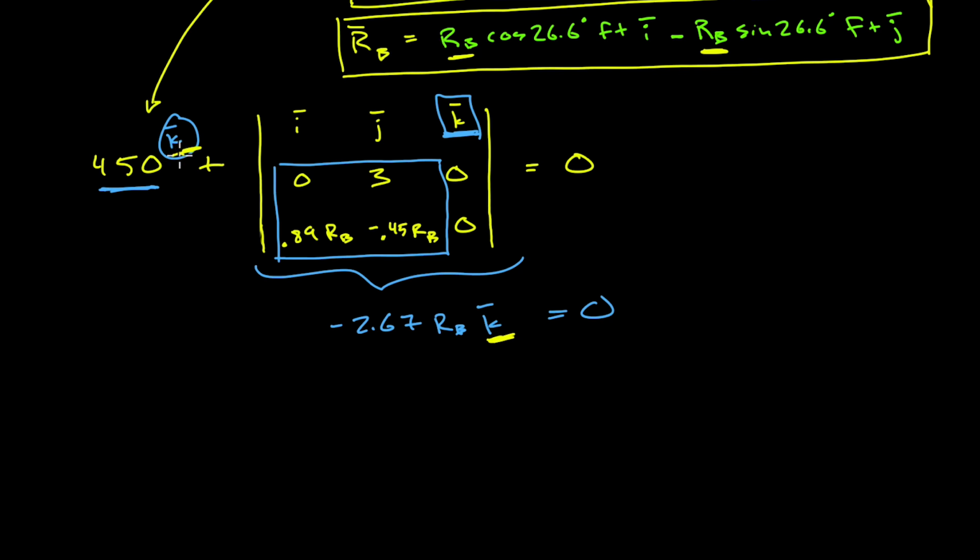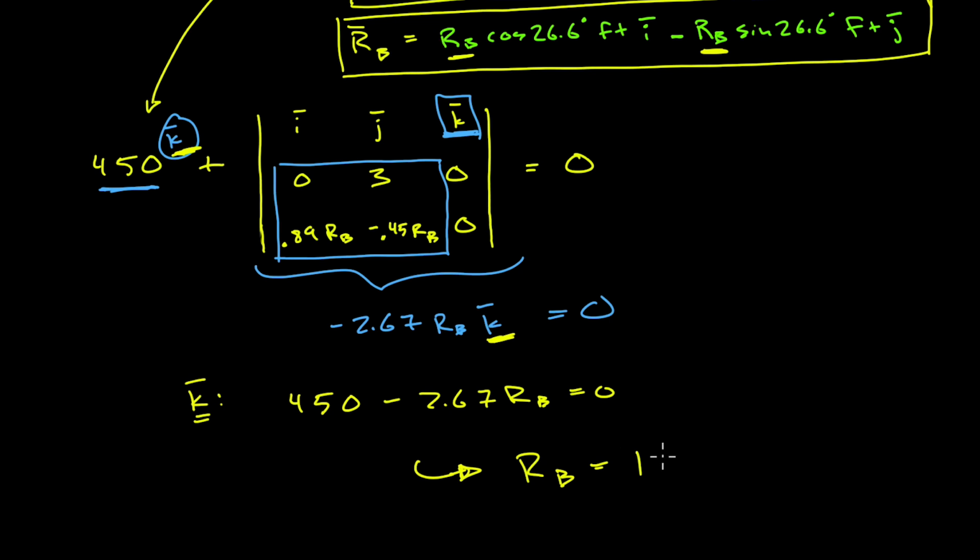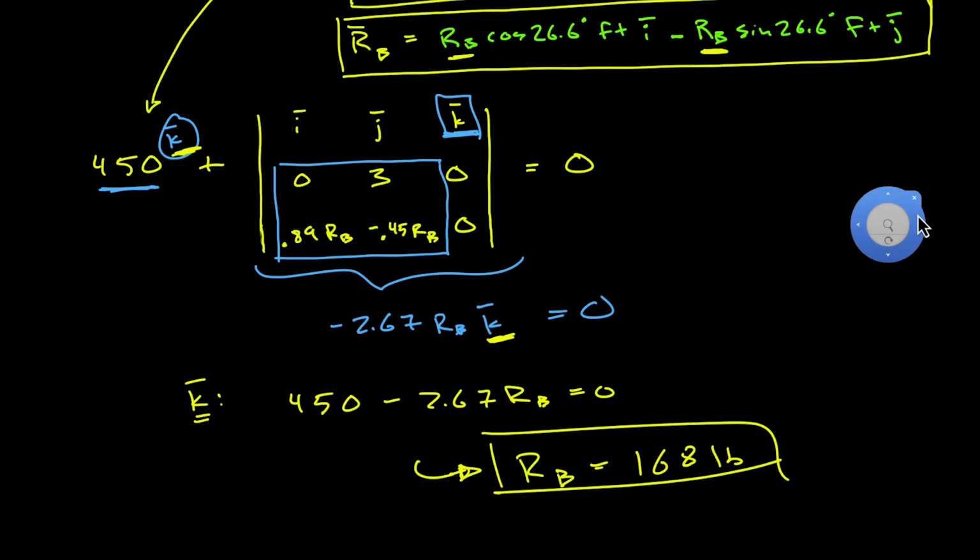And so because these are both in the k direction, we can actually equate those, and we can just come up with a scalar equation, 450 minus 2.67 RB. That's got to be equal to 0 when we sum the k components to 0. And so this allows us to solve for RB, the magnitude of that reaction force at point B, as 168 pounds. Right, so that's what the question was originally asking us for.